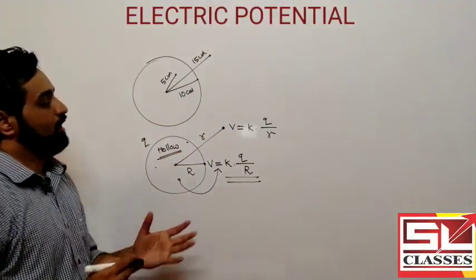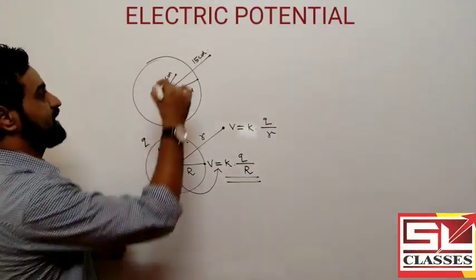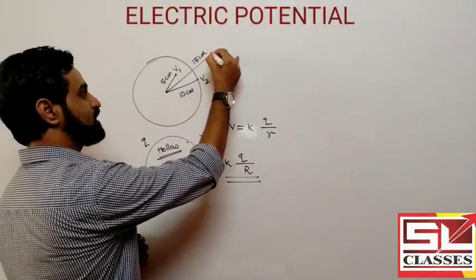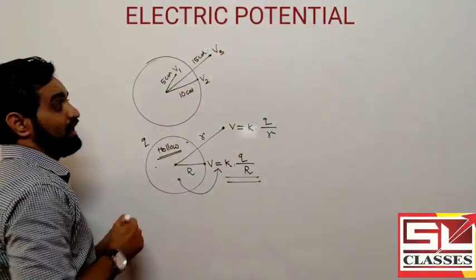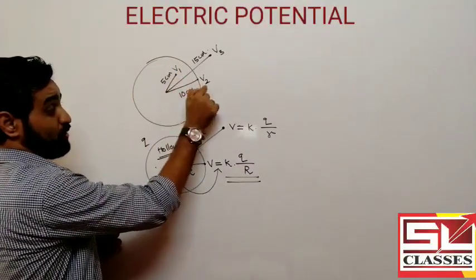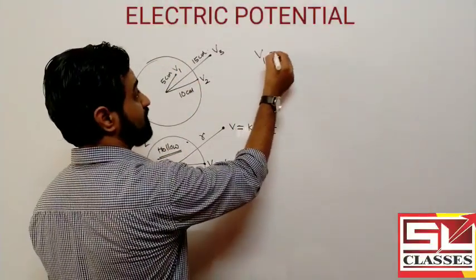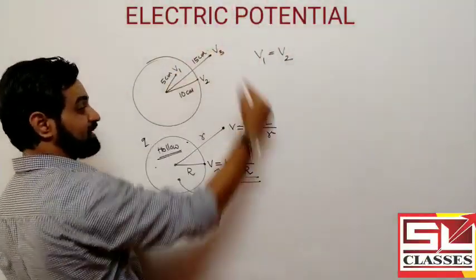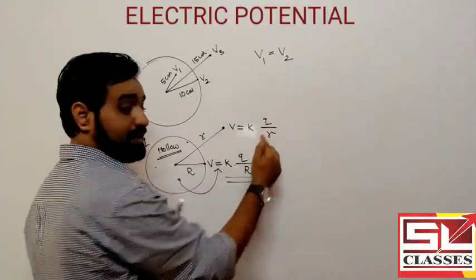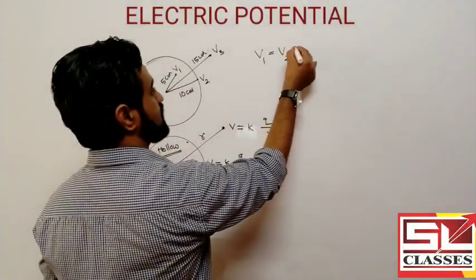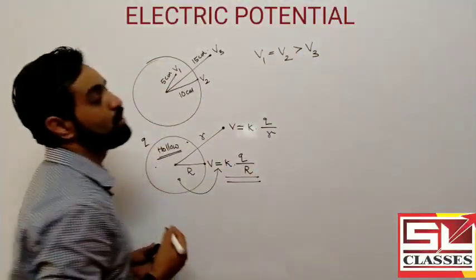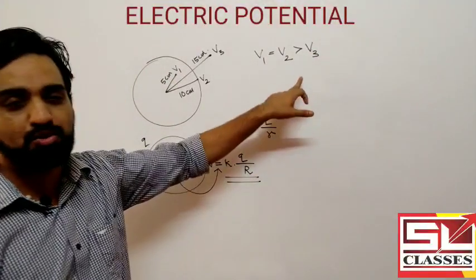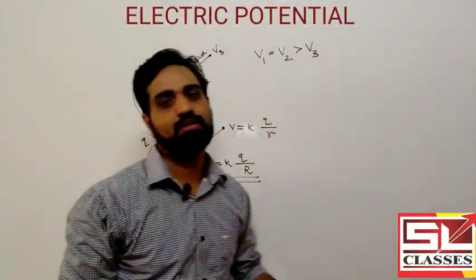So by knowing this idea, we take potential here as V1, potential here as V2, and at this point potential is V3. So clearly, V1 is potential inside and V2 is potential at the surface, they are equal. So V1 is equal to V2, and V3 is some point outside. When the distance increases, it is in the denominator. As the denominator increases, the potential decreases. So the potential V3 will be less than this value. So V1 and V2 are equal, but V3 will be less than V1 and V2. So this will be the correct option for that question.